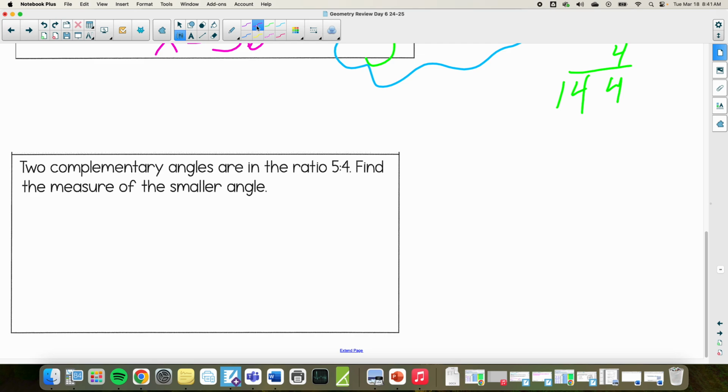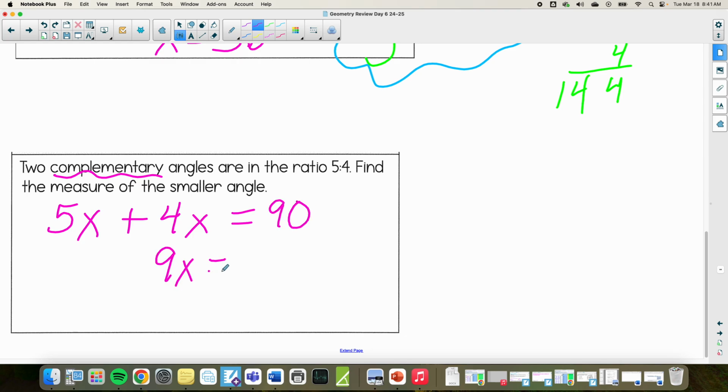Now it says two complementary angles are in the ratio 5 to 4. So what I would have to do here is put x with 5 and then add it to x with 4, and this time they're complementary, so it would equal 90. Now 5x plus 4x is 9x equals 90. Divide by 9, and x is 10.